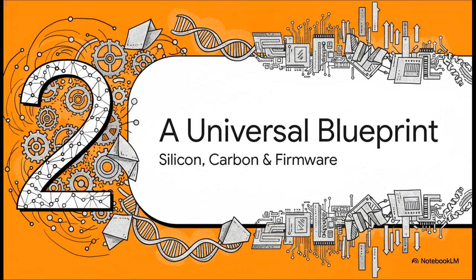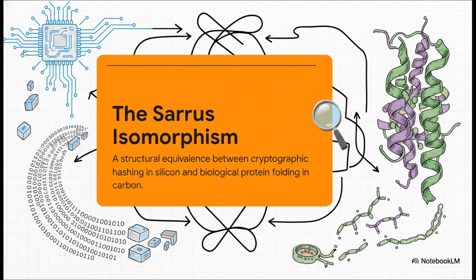Now, this whole mechanical analogy, it's not just a cool way to think about it. The theory argues that this exact same folding process points to a really shocking parallel in the biological world. It suggests there's a universal blueprint for how information takes physical shape. It's called the Saurus isomorphism, and what it's claiming is huge. It's saying that the process of SHA-256 hashing a message on a computer chip and the process of a ribosome folding a chain of amino acids into a protein are, on a deep structural level, the exact same process.